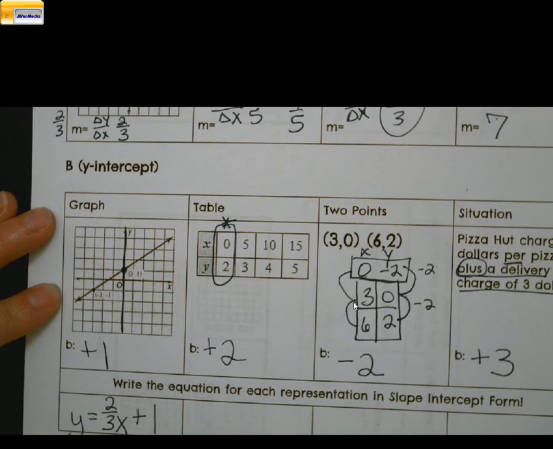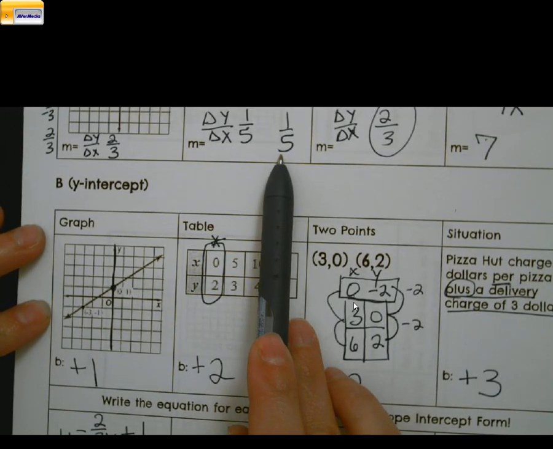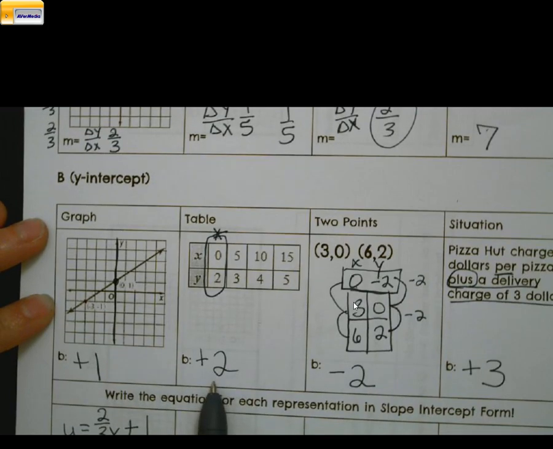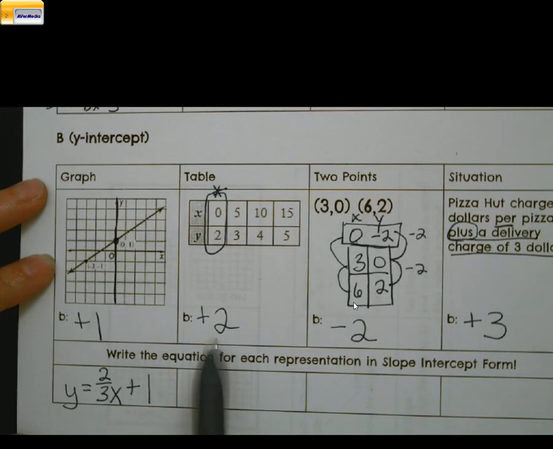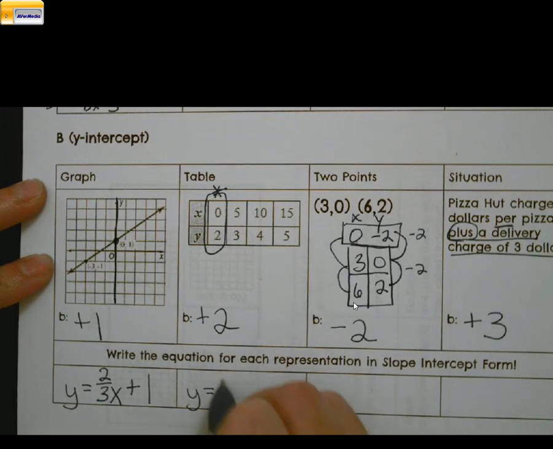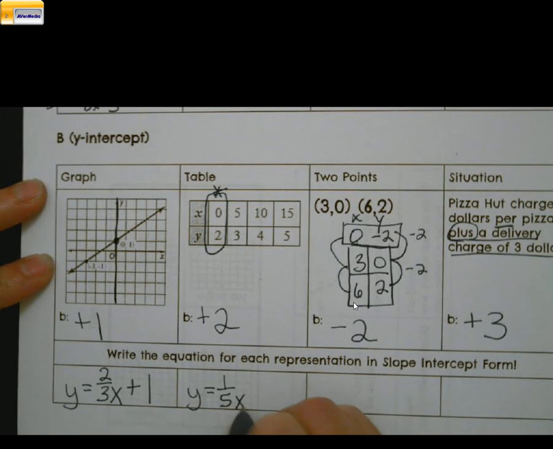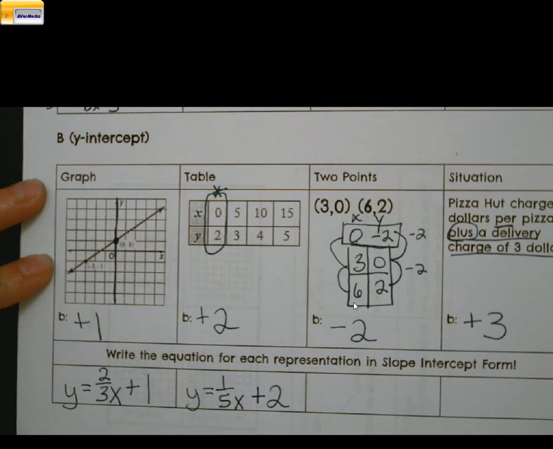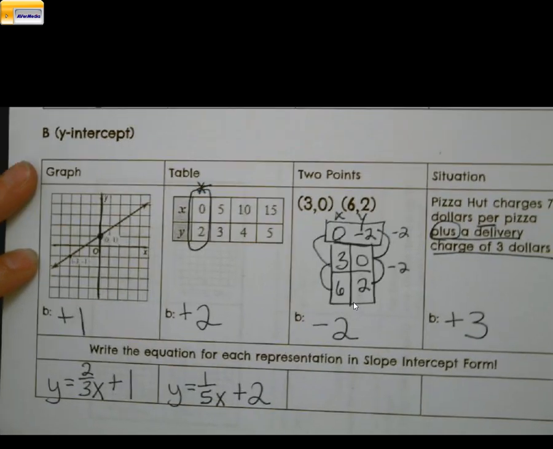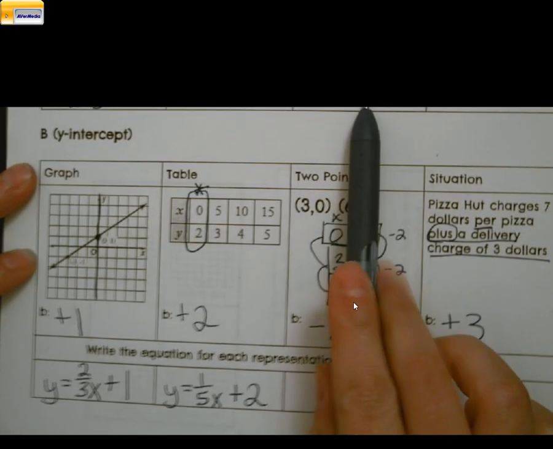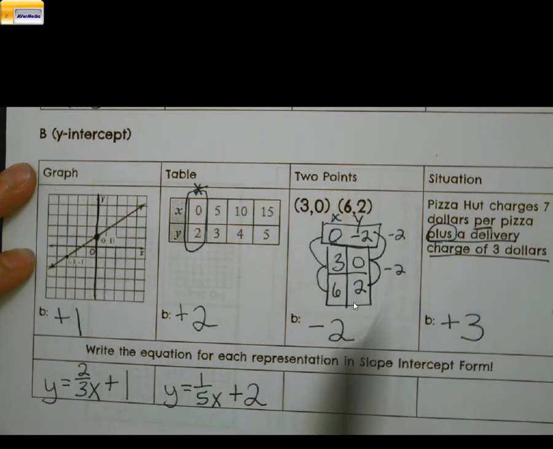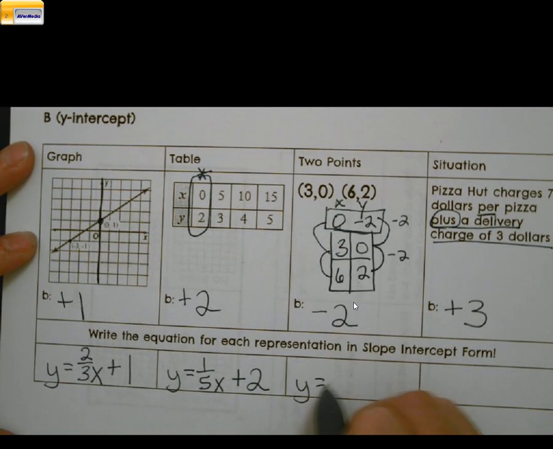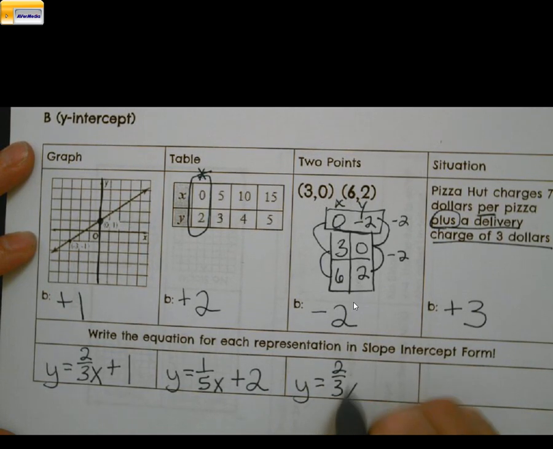Now we're going to do our next one. The slope was 1/5. The y-intercept was a positive 2. Y equals mx plus b, so slope, x, plus y-intercept. Then the next one, I had my slope of 2/3, my y-intercept of negative 2, y equals 2/3 x.